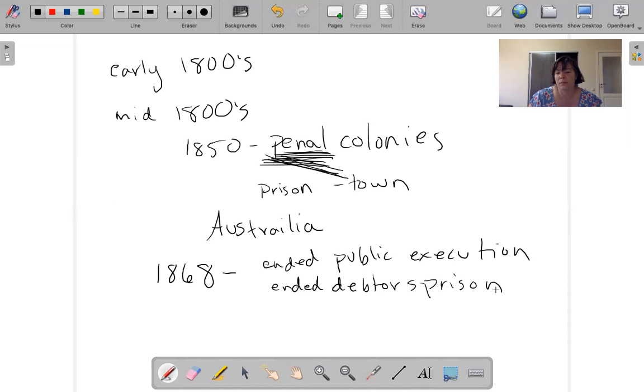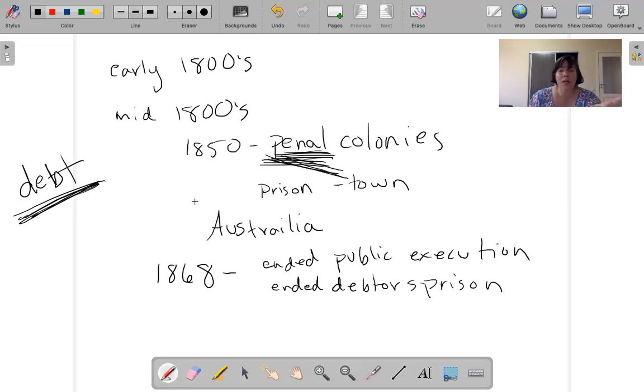Well, debt, D-E-B-T, debt is when you owe someone money. If you owe me money, you have a debt. If I owe, I don't know, Dr. Craig money, I have a debt. And they used to put people in jail that didn't repay their debts.